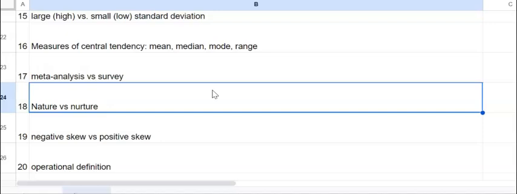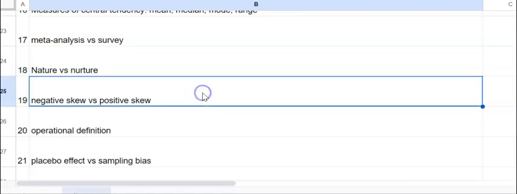A negative skew versus a positive skew. You'll want to go back and look in your notes at this, but both of them, the way you can remember it is where the curve is being pulled towards. If it's being pulled towards like the negative side of a number line, that would be a negative skew. And when it's being pulled towards the positive end of the number line, that would be a positive skew.